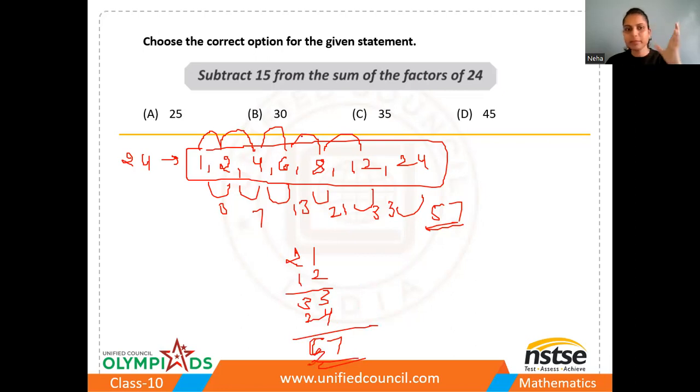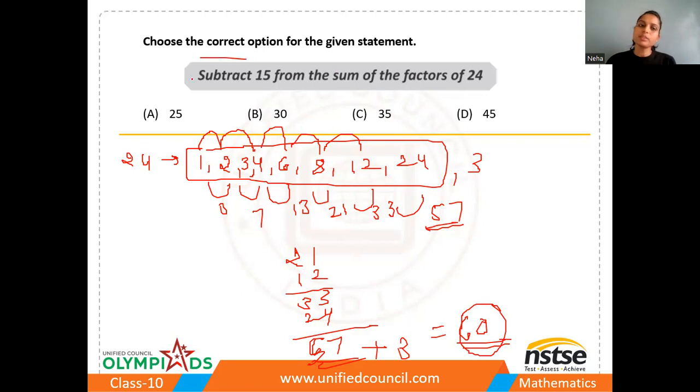Okay, but my dear students, 3 is also a factor, right? 24 has 3 as a factor too. So when we add 3, this equals 60, right? 3 will come here, 3 is also a factor. So the sum is 60, correct?